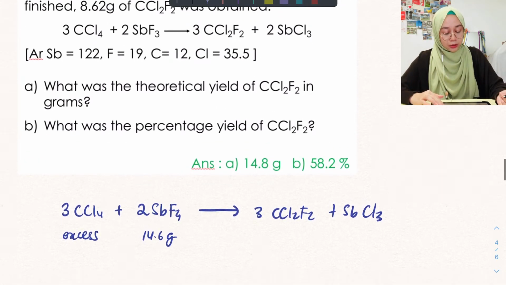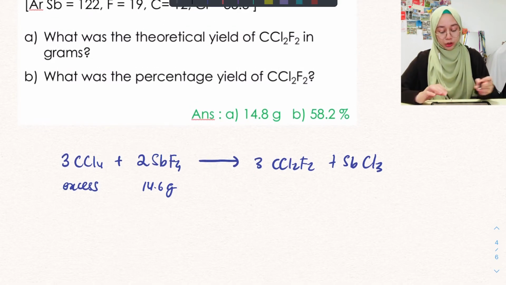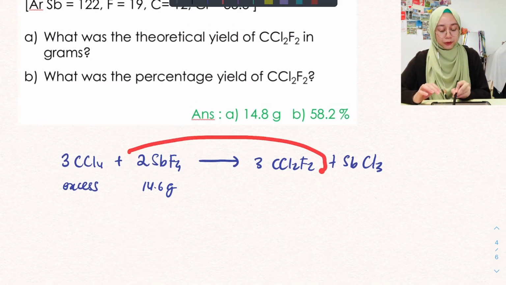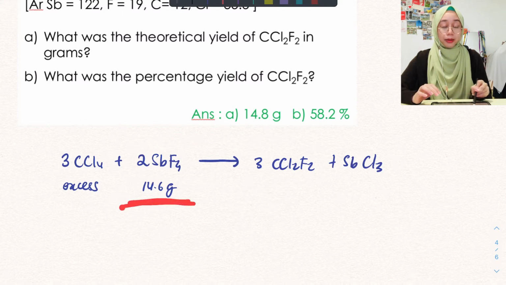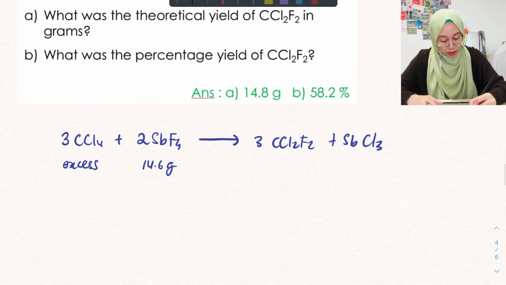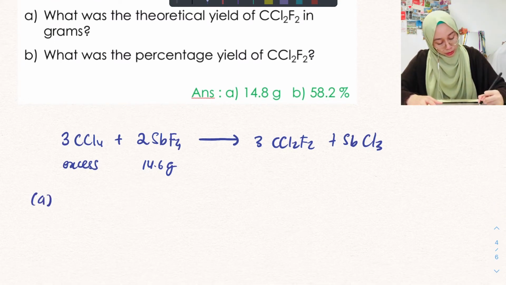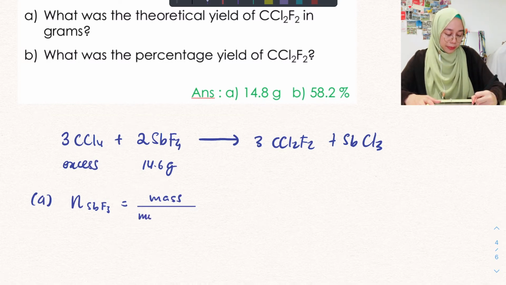Okay, so now the theoretical yield. You have to do the stoichiometry relationship between SbF3 and CCl2F2. However, given that the information of SbF3 is in mass, you have to convert it into moles first. This is for part A. So moles of SbF3: write the formula first, which is mass divided by molar mass.